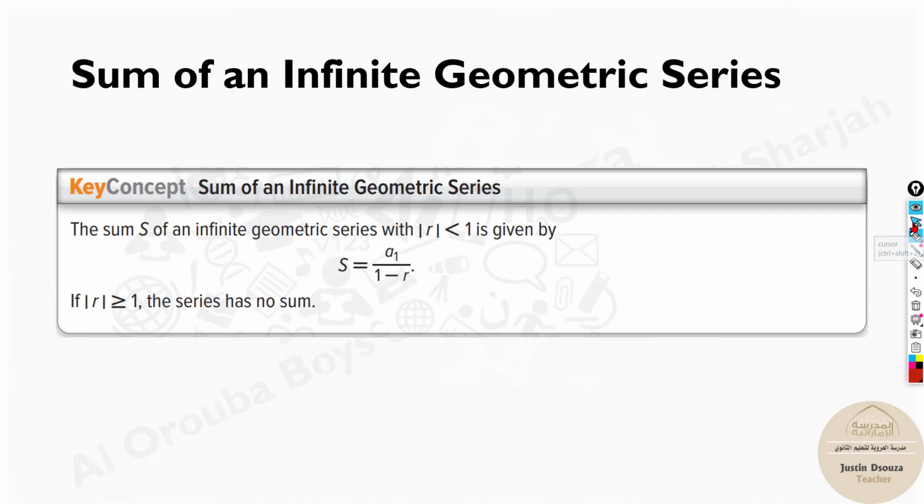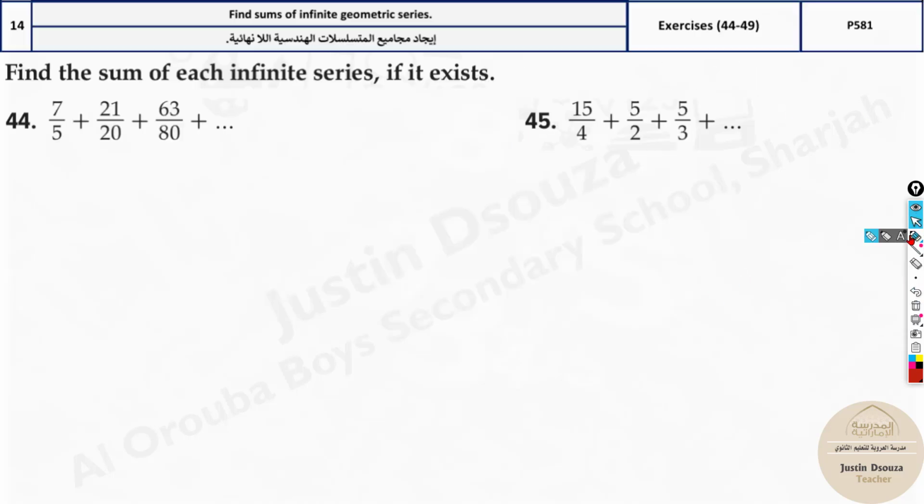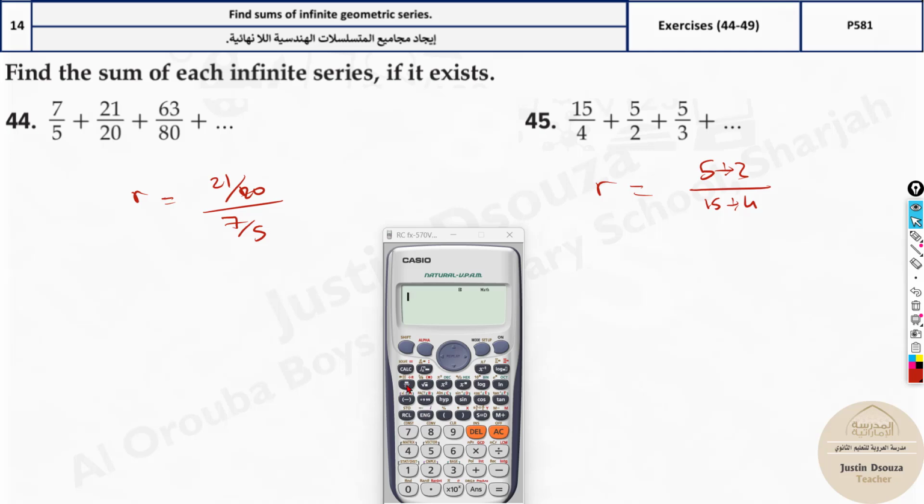So we will look into the problems here. First step, you need to find r for all the terms like this. Just find r. Second term, 21 divided by 20, divided by 7 divided by 5. Or it's easier to write like this, 5 divided by 2, the whole fraction, divided by 15 divided by 4. You can try solving it over here, but it's better to use a calculator, it saves a lot of time.